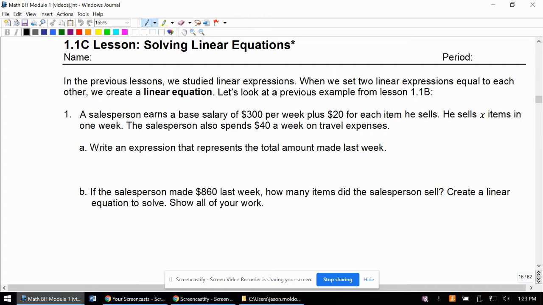A salesperson earns a base salary of $300 per week, plus $20 for each item he sells. He sells x items in 1 week. The salesperson also spends $40 a week on travel expenses. If you remember this problem, we said that the expression was 300 plus 20x minus 40, and we're going to keep it unsimplified for now.